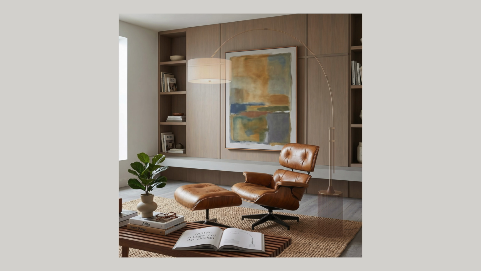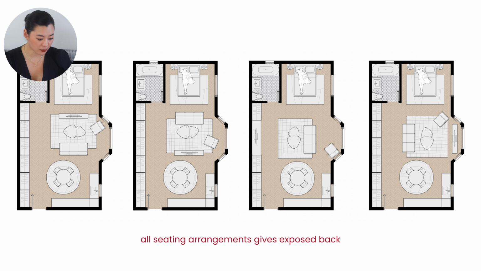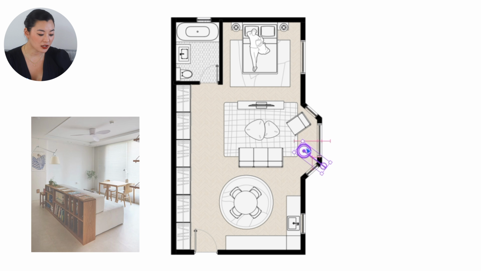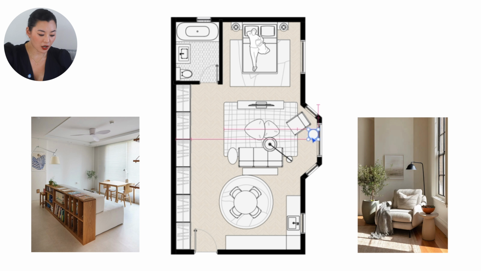Also think in 3 dimensions. Add a vertical definition at head height, an arched floor lamp, a tall plant. So in this studio apartment, for example, it's inevitable that we will have an exposed back. Therefore, I would put either a bookshelf or a console behind the sofa. And on either side of it, I would put a side table with an overarching lamp above. So it feels a lot more enclosed.